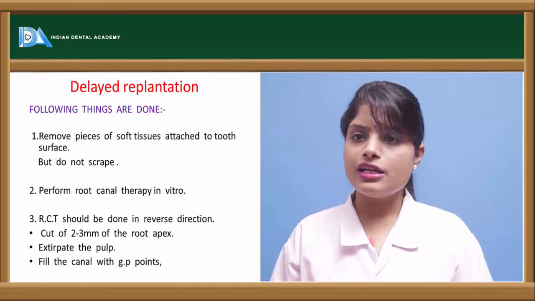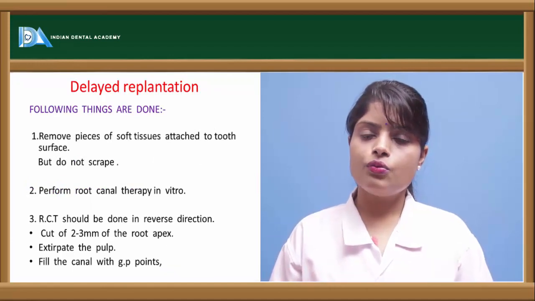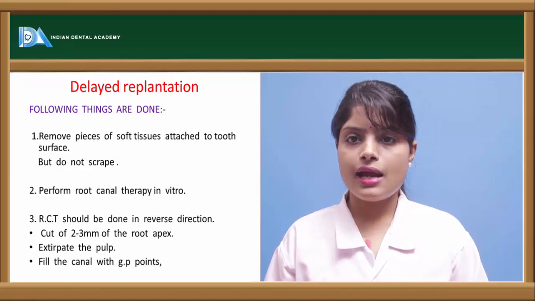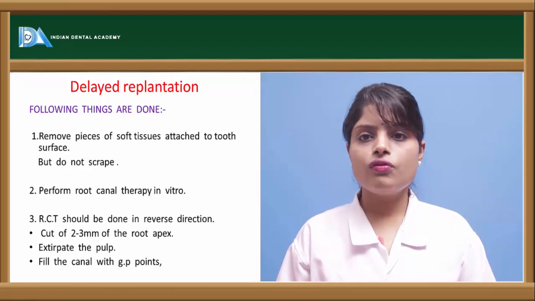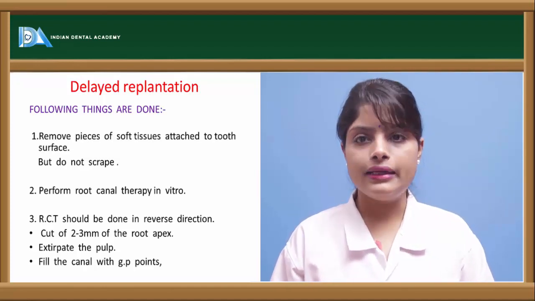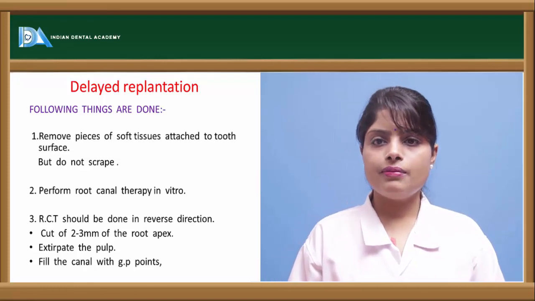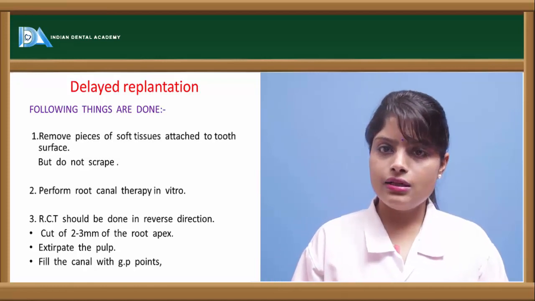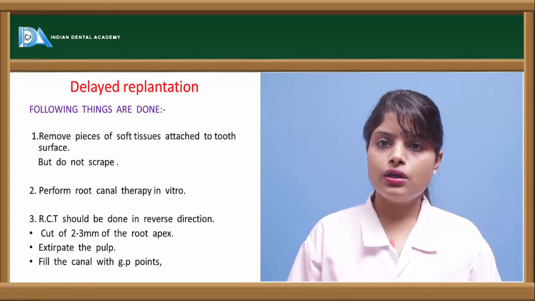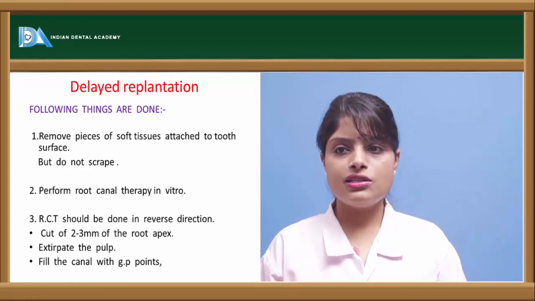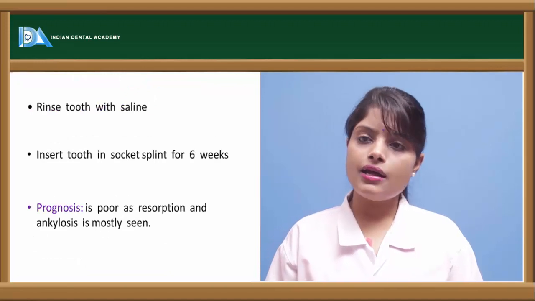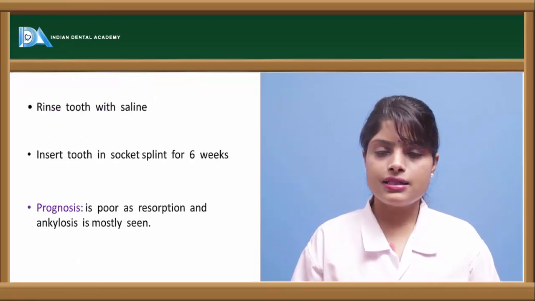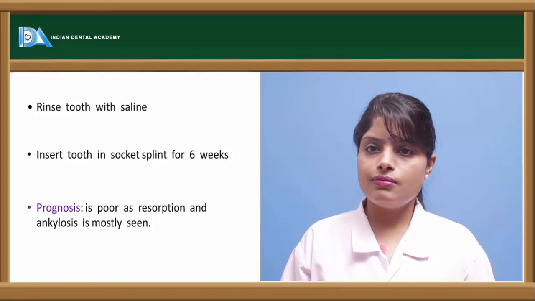Now delayed reimplantation is done if the extraoral time of the tooth is greater than 24 hours and the root apex of the tooth is not complete. Then we perform root canal therapy outside the oral cavity, and the apical two-third of the root, 2 to 3 millimeter, is cut, and the root is obturated retrogradely by means of a gutta percha point. Then it is reimplanted in the socket, and final fixing and stabilization is done by means of splints.